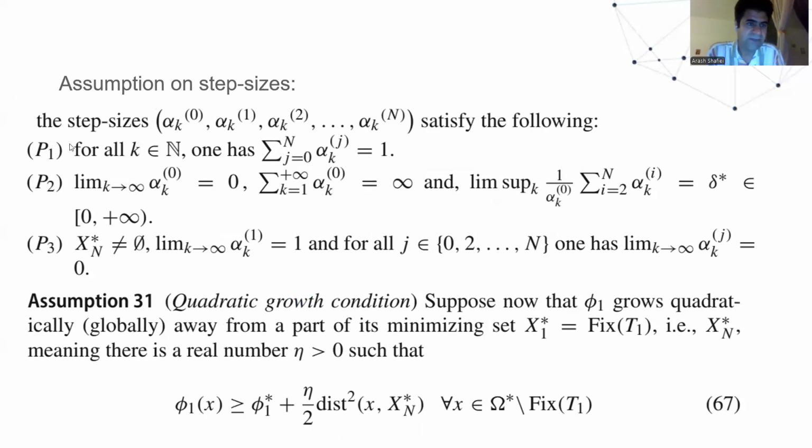So we take these assumptions on the step size of the multi-level optimization, you can see here. And then we take this assumption, the quadratic growth condition, for the first level of the multi-level optimization problem. We see that phi1 should be greater than phi1 star, where phi1 star is the optimal value of phi1. And here is the distance of x and xn star, where xn star is the set of minimal points of the n-th layer of the multi-level optimization problem.